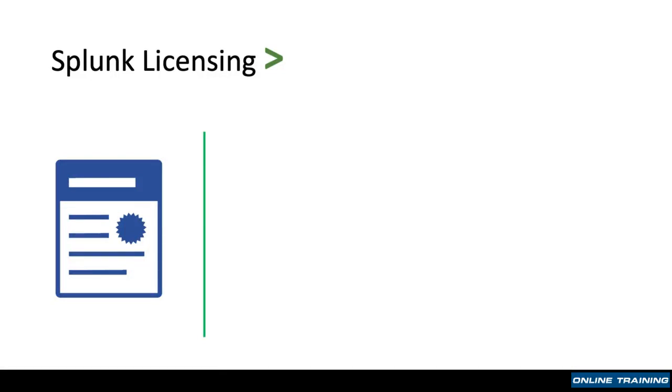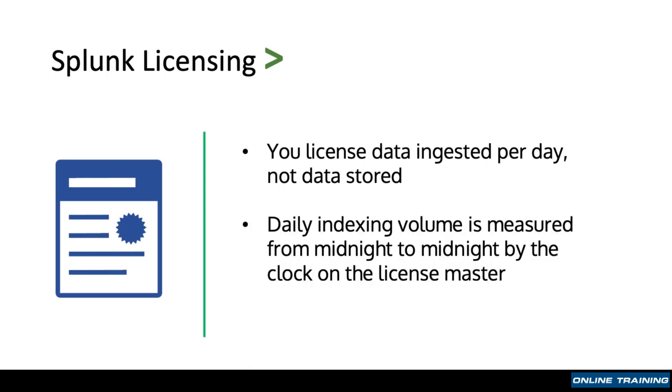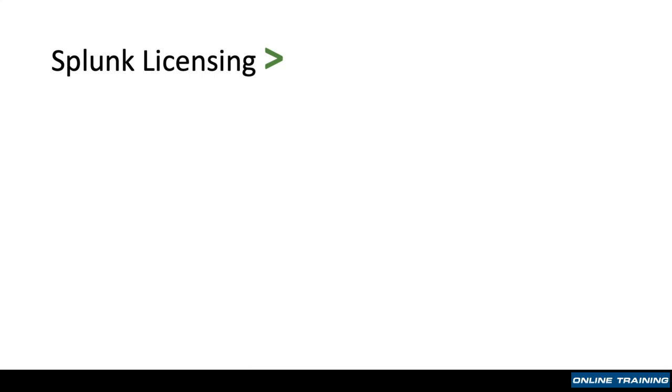Splunk licensing. In Splunk, you license data ingested per day, not data stored. Daily indexing volume is measured from midnight to midnight by the clock on the license master. In addition to data stored, other things that do not count against your license are Splunk internal log data, duplicate data, and metadata. Splunk offers 7 different license types.